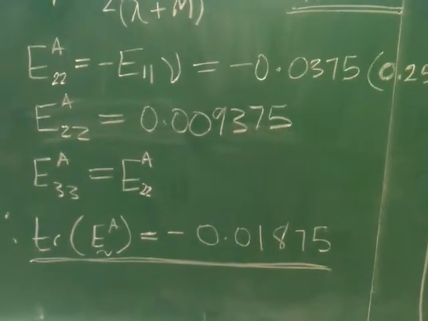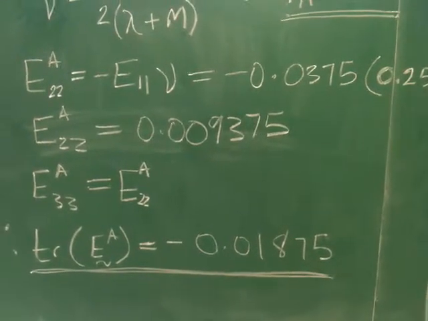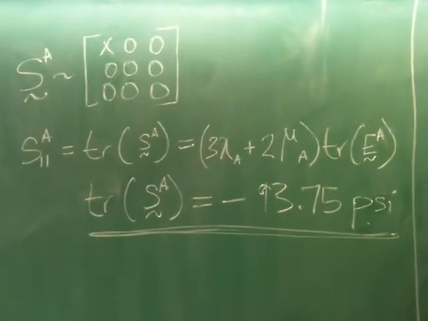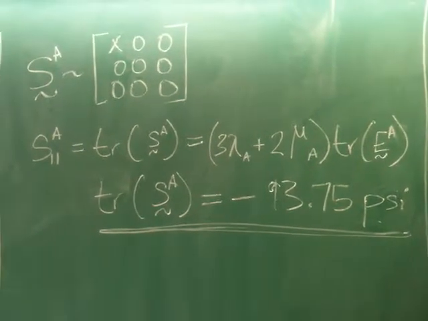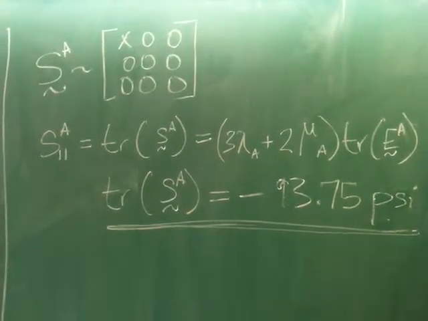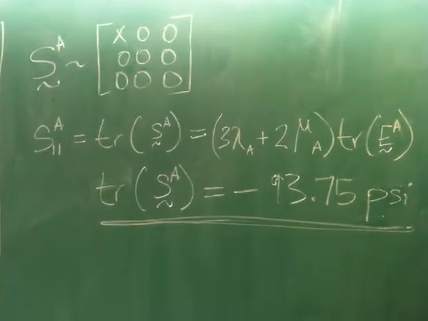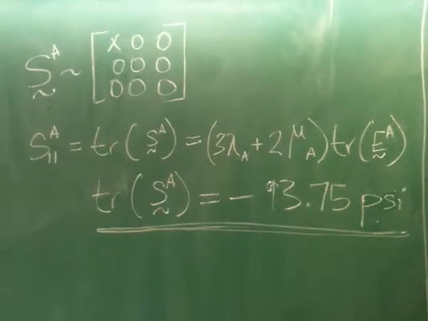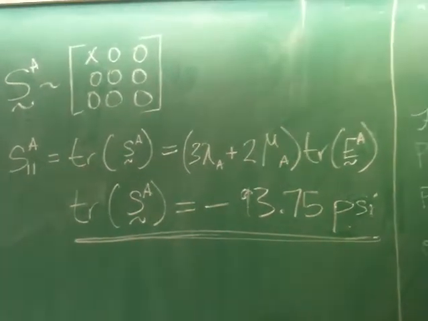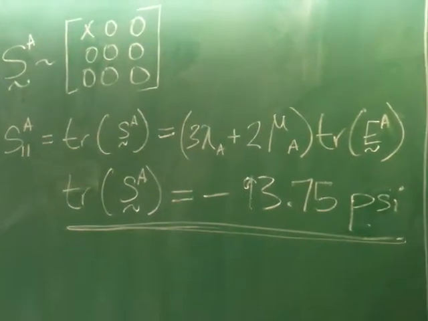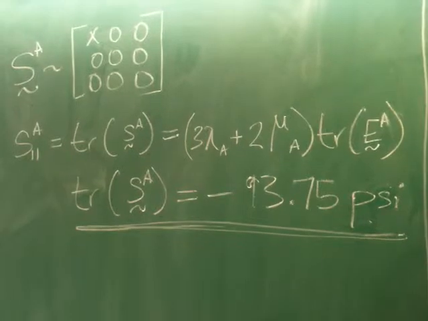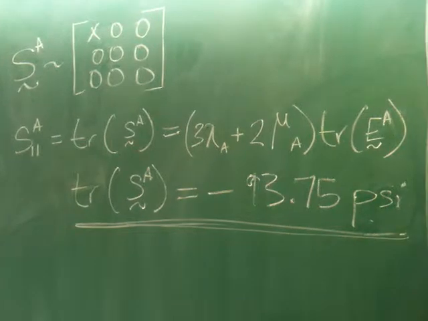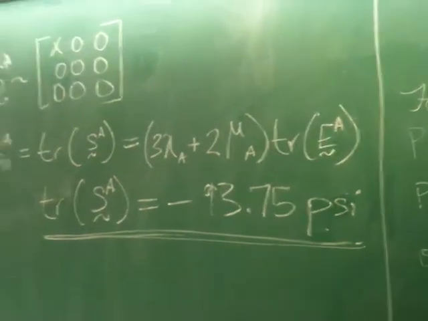So from that, we calculate the trace of the strain tensor EA to be minus 0.01875, and we know that the stress tensor SA has a similar form as that of the stress tensor SB. So from that, we calculate the trace of SA, which is nothing but the S11A component of the stress tensor, from the relationship between the trace of the stress tensor and the trace of the strain tensor. So we calculate the stress SA to be minus 93.75 psi.